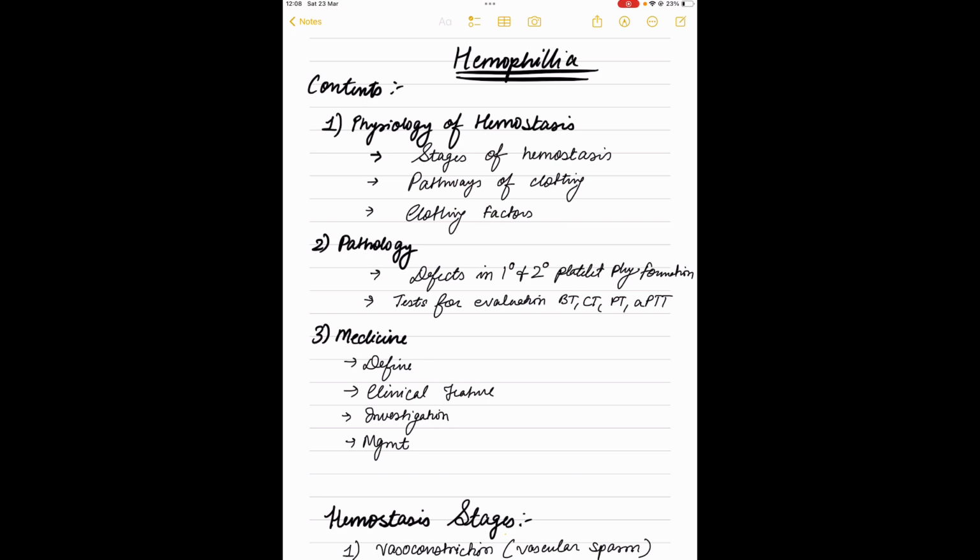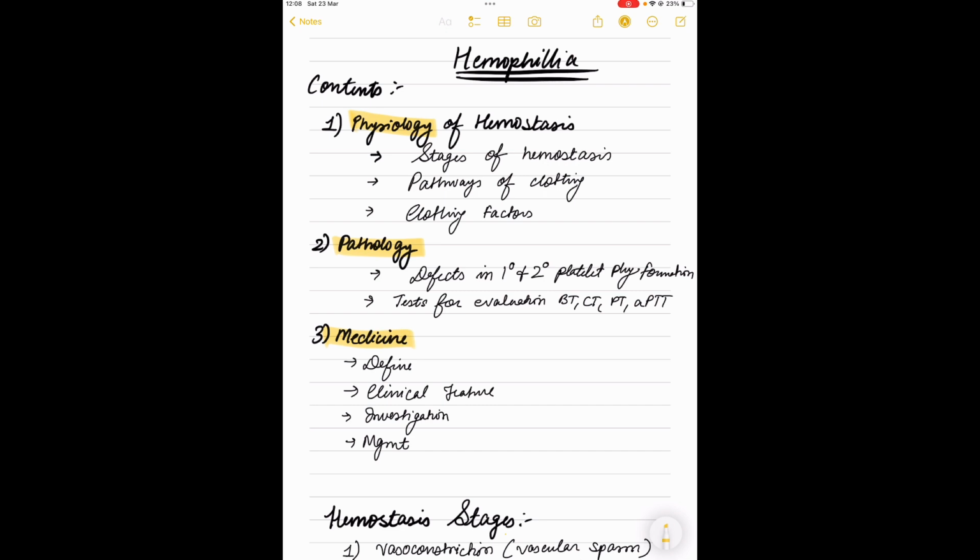Let's begin our topic, that is hemophilia. For the ease of understanding and remembering, I have divided the topic into three divisions: the first part being the physiology, the second part being the pathology, and the third part being the medicine part.